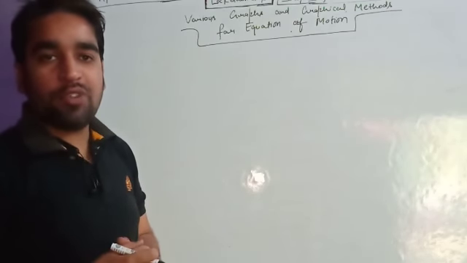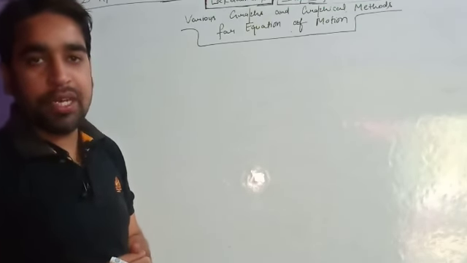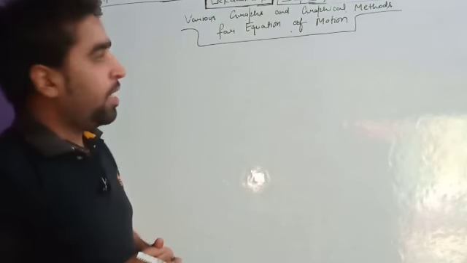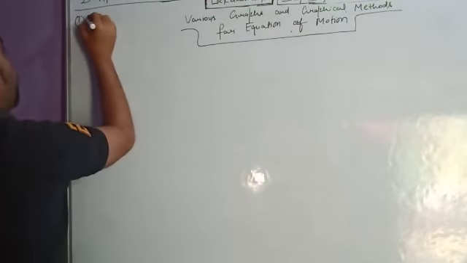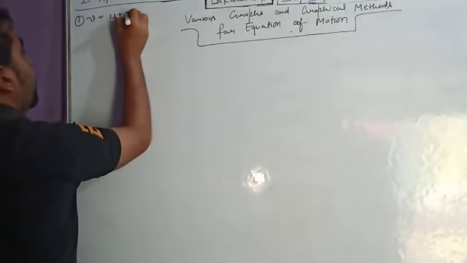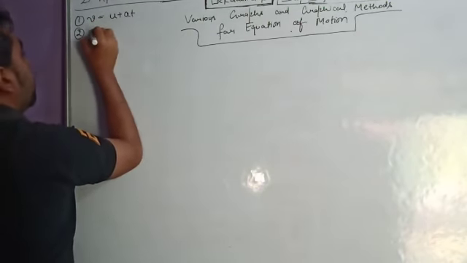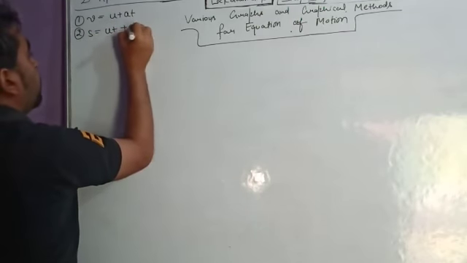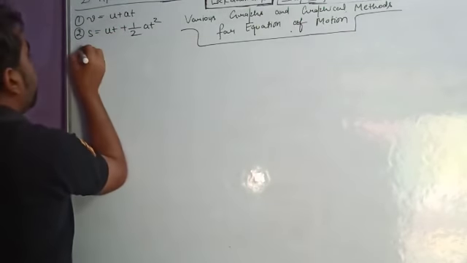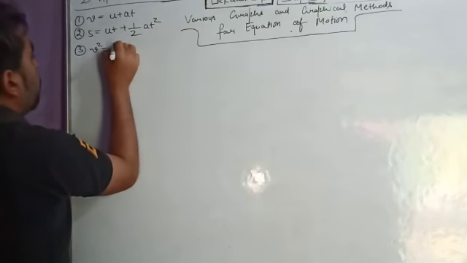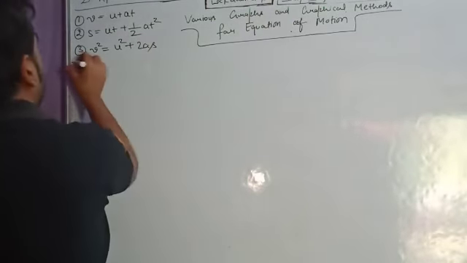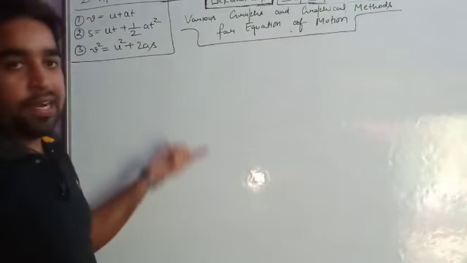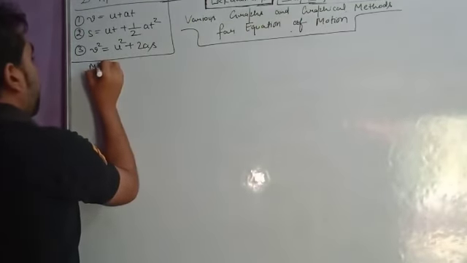I hope that you have solved equations of motion by the mathematical method. And what were the equations of motion? There were three equations of motion. The first one was V is equal to U plus AT. The second one, S is equal to ut plus half at square, and the third one, V square is equal to U square plus 2as.